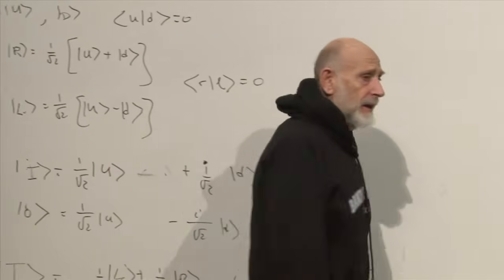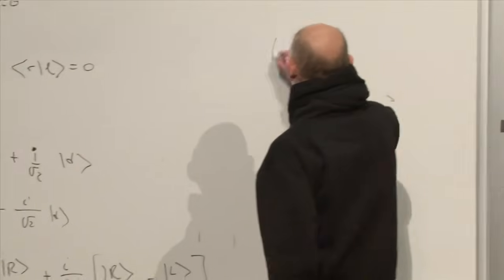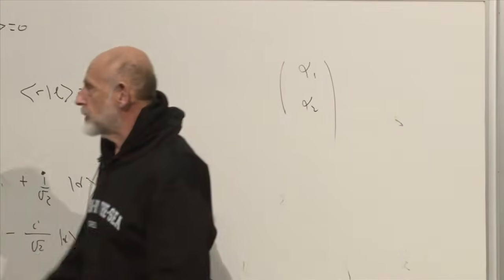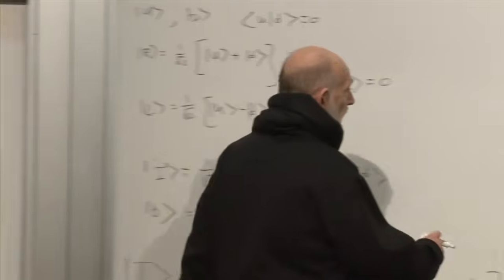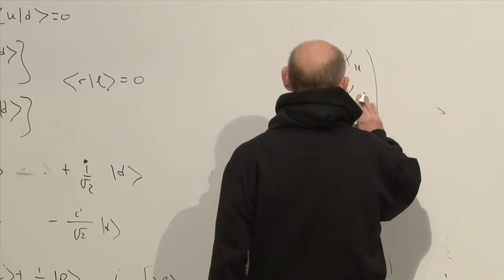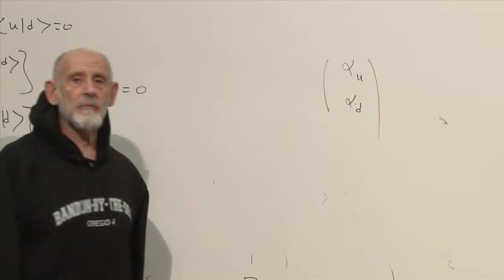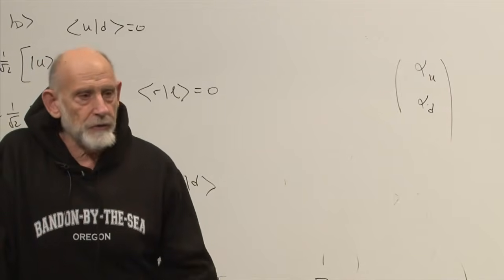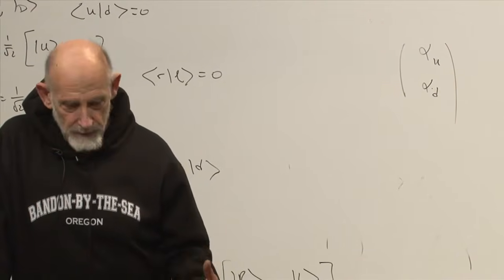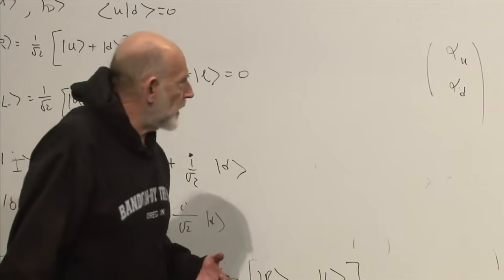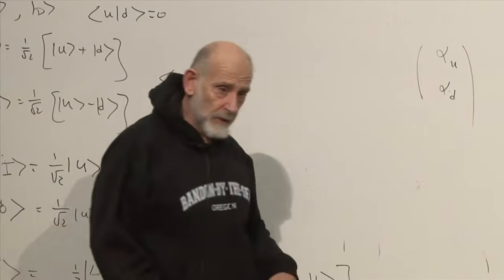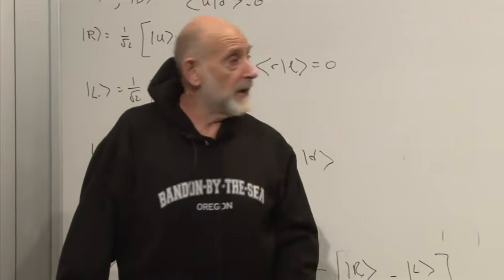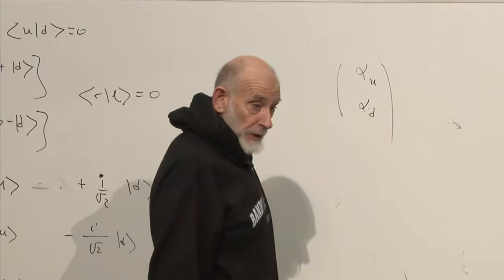All right, let me tell you something else which is true. If I give you a column vector, alpha 1, alpha 2, or just the coefficients of expansion, alpha up and alpha down, if you like. The question is, how much freedom is there in the alphas such that it doesn't change the physical nature of the state? How much freedom? Does every combination of alpha up and alpha down correspond to a different state? The answer is no. First of all, the total probability has to add up to 1.